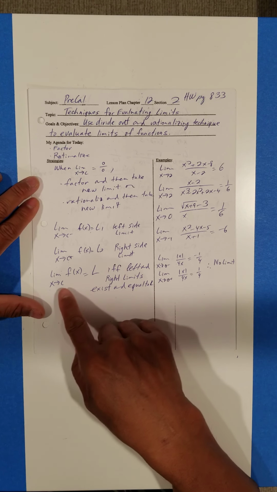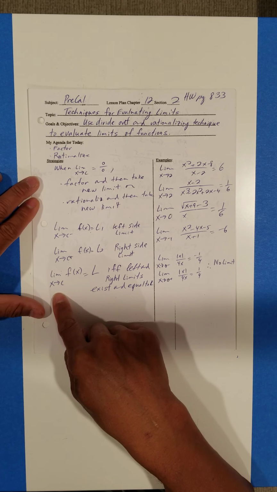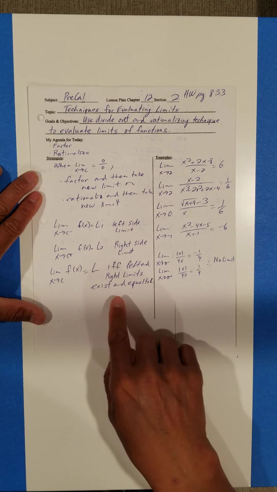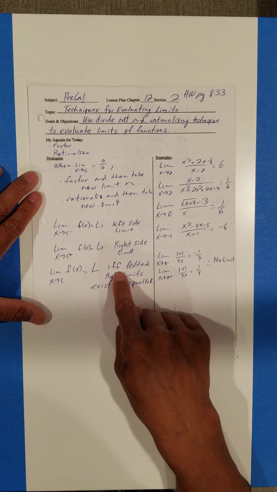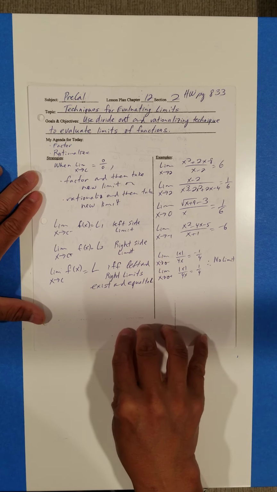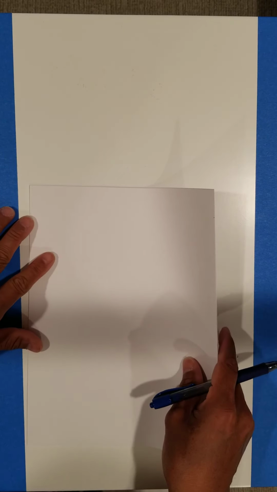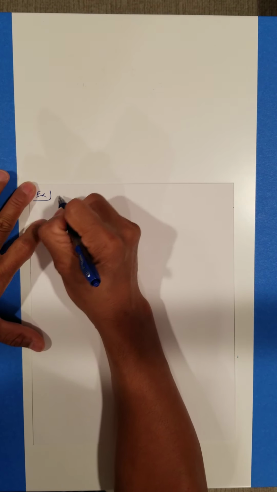If these two limits are the same, then the limit as x approaches c of the function is that limit. If and only if, that's what iff means, if and only if the left and the right side are equal, then the limit exists. Hopefully you understand that. All right, so let's do some examples.